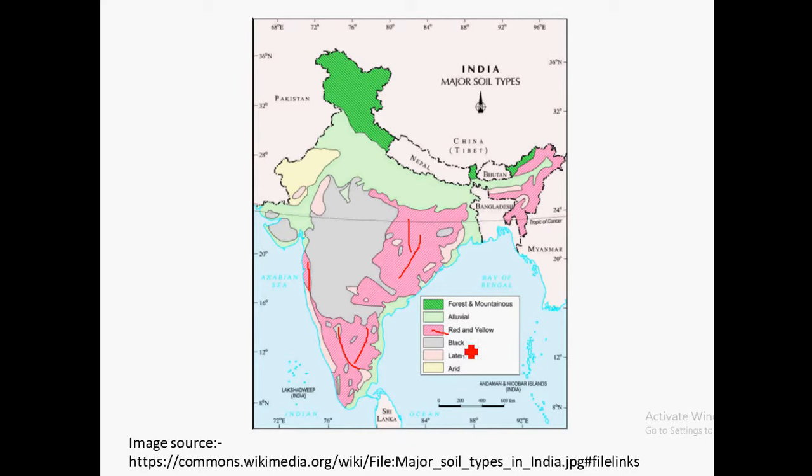And next is black soil. Black soils are formed by the solidification or cooling of lava. Black soils are formed by the solidification of volcanic lava. So we can find black soil in the Deccan Plateau.